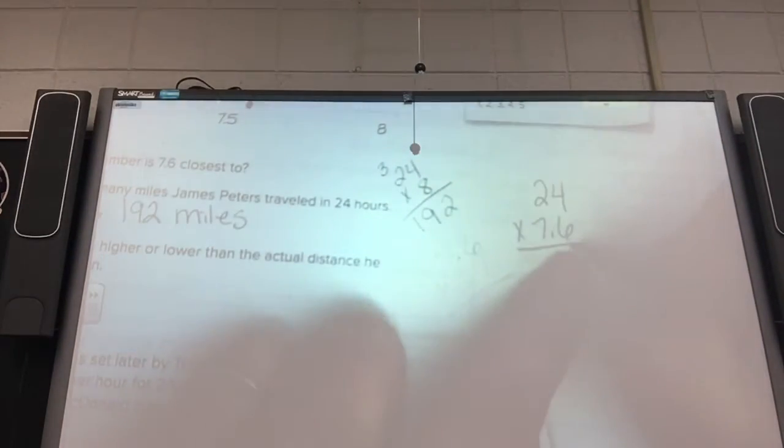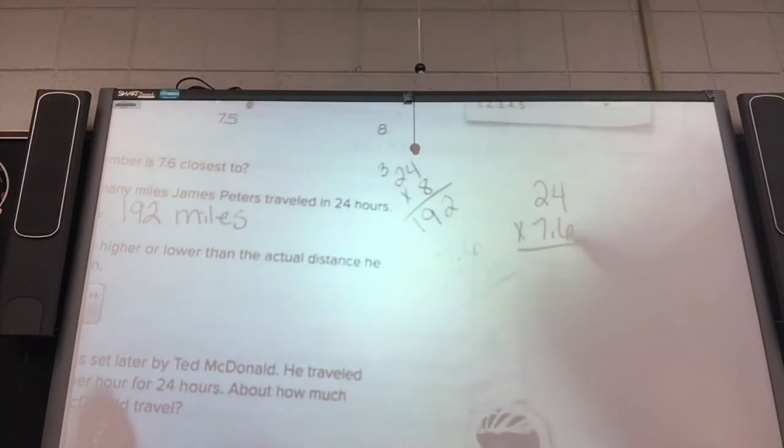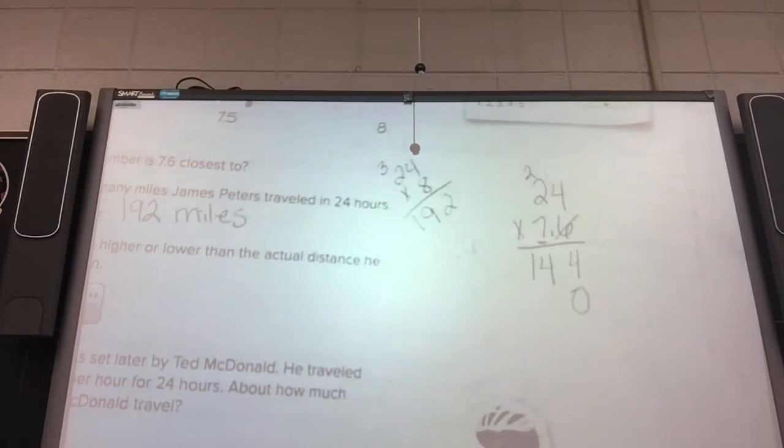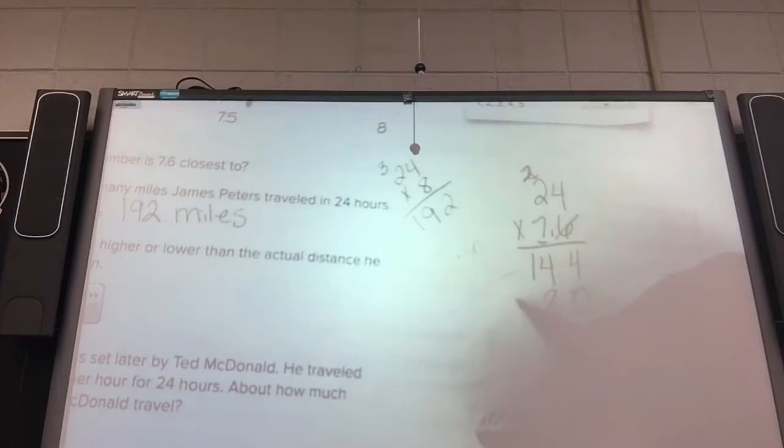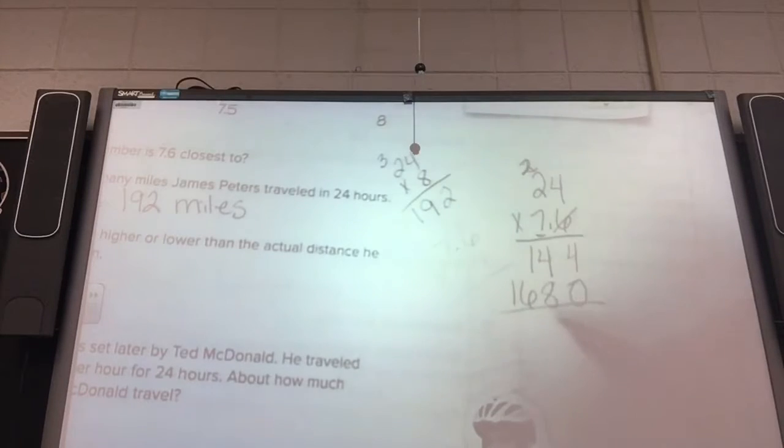All right, we're always going to start with our ones column. So 6 times 4 is 24, put the 2 up. Then we have to do the 1s times this 10. 6 times 2 is 12, plus 2 is 14. I'm done with my 1s column. I have to put a 0 down to move over to my 10s. 7 times 4 is 28, put the 2 down, put the 2 up. 7 times 2 is 14, plus 2, 16. We're done multiplying. We can add them up.